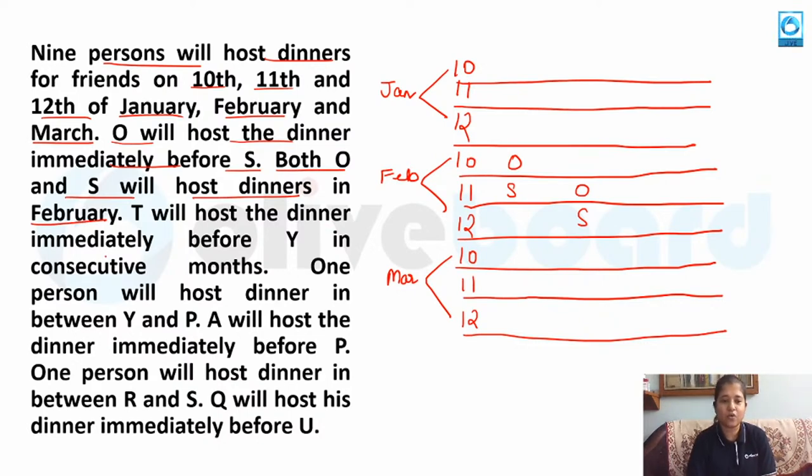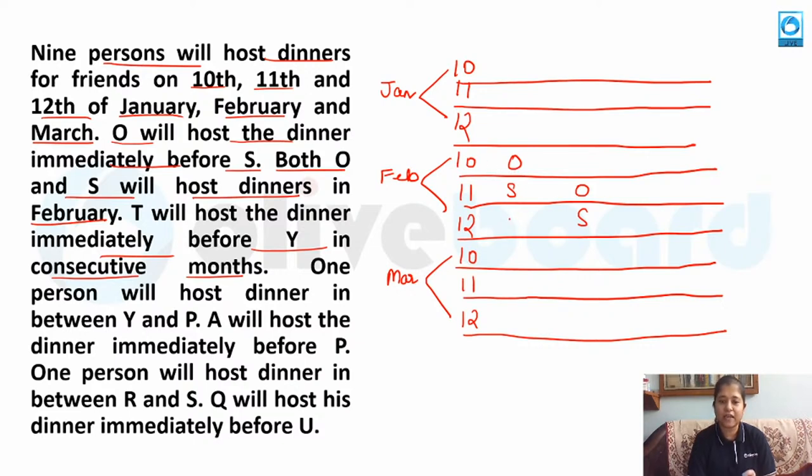Now, T will host the dinner immediately before Y in consecutive months, so they have to be in consecutive months. That means January, February or February, March. So it has to be 12th January and 10th February, or 12th February and 10th March. Apart from these two, no pair can be formed. T will host the dinner immediately before Y. In the first case, 12th January and 10th February is not possible because 10th February is already taken here.